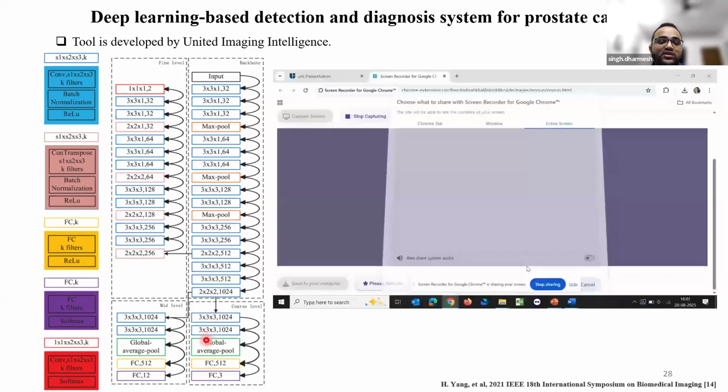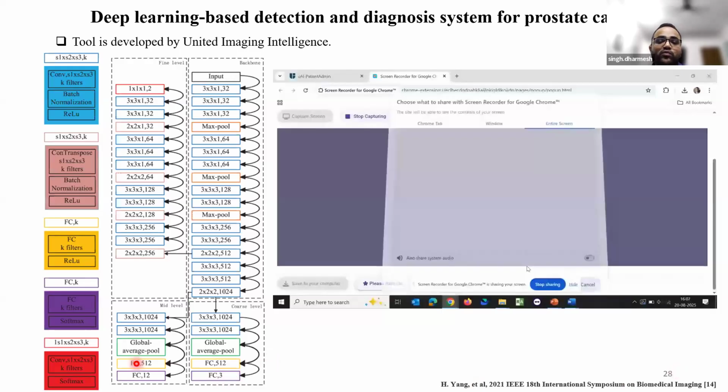Coarse level branch, so this is the radiologist info. It takes the backbone features, a few convolution layers are there, plus global average pooling. Then fully connected layers 512 and 3, one per prostate zone: peripheral zone, transition zone, and the central zone. Finally, softmax gives the probability of prostate cancer in each zone. The softmax is used for the probability distribution.